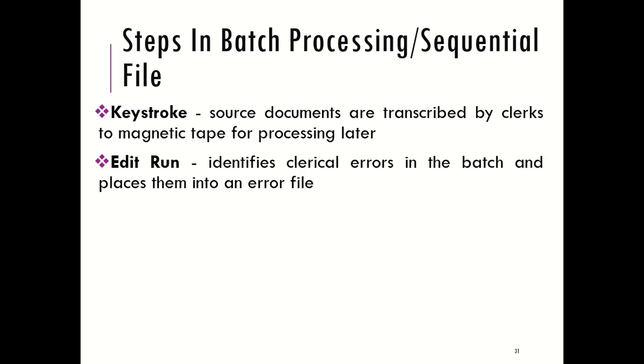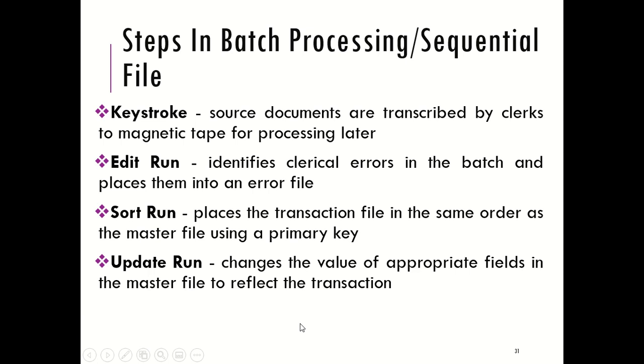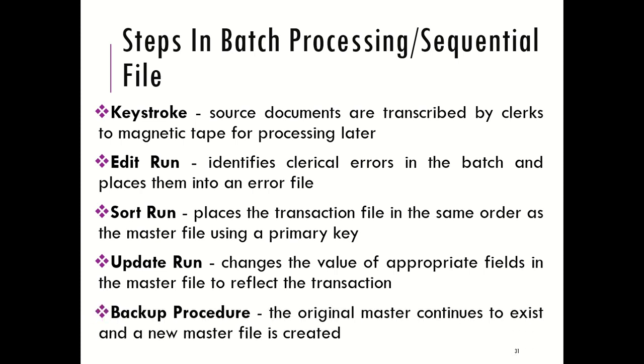Then the edit run. It identifies clerical errors in the batch and places them into an error file. So it will check if there is something erroneous, because if there is an error in the batch, it will not proceed. Then the sort run places the transaction file in the same order as the master file using a primary key. Next would be the update run, which changes the value of appropriate fields in the master file to reflect the transactions. And last would be the backup procedure for the master file.